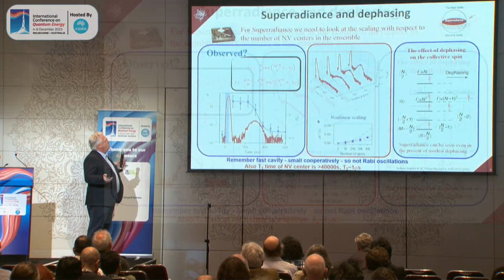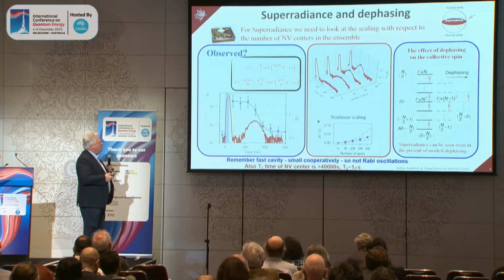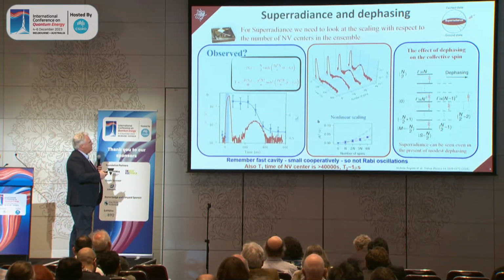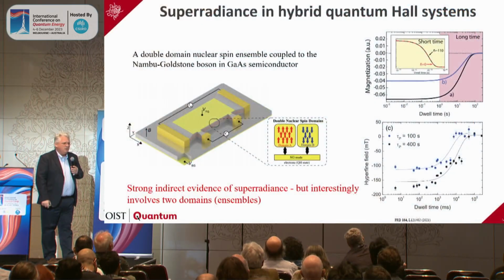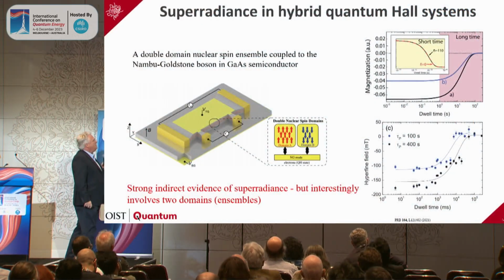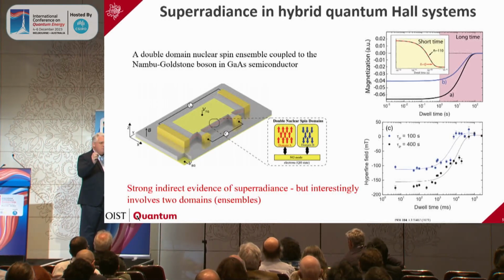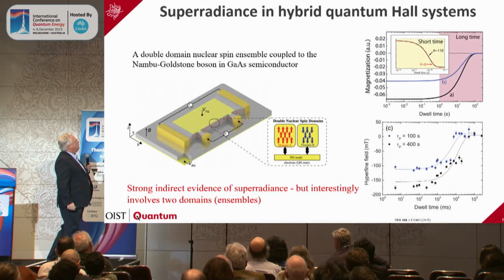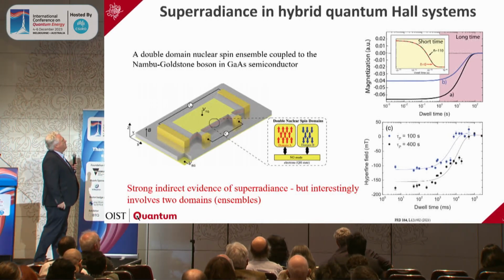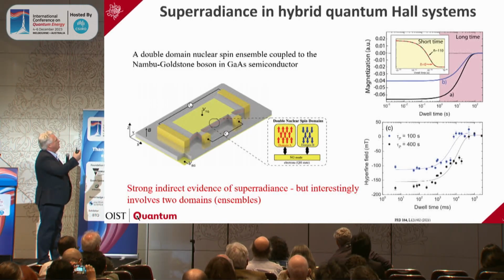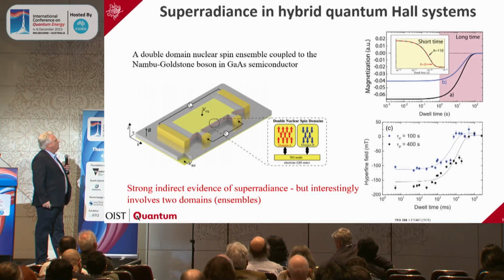Can we only see superradiance in solid-state systems like this? Are there other kinds of systems that we can use to see this? And the answer obviously is yes. And this was a provocative one from some experiments a few years ago. And you can actually, and I'll be very careful with my terminology here, you cannot see, but you can infer superradiance in these double domain nuclear spin ensembles that are present in gallium arsenide semiconductors with Nambu-Goldstone modes.